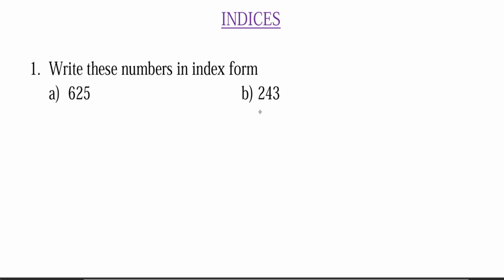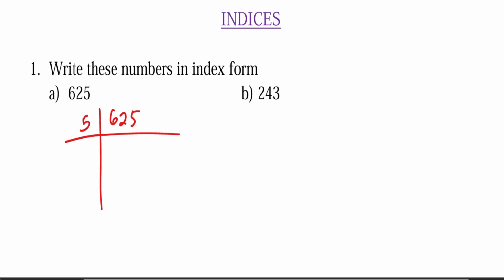For example, question A. Question 1 says that you should write these numbers in index form. Question A is 625. Question B is 243. The easiest way is to draw a box, just like an LCM box, and then divide by a number which is common to 625. Let's divide by 5, because 625 cannot be divided by 3 or 2. The only prime number you can divide by is 5.